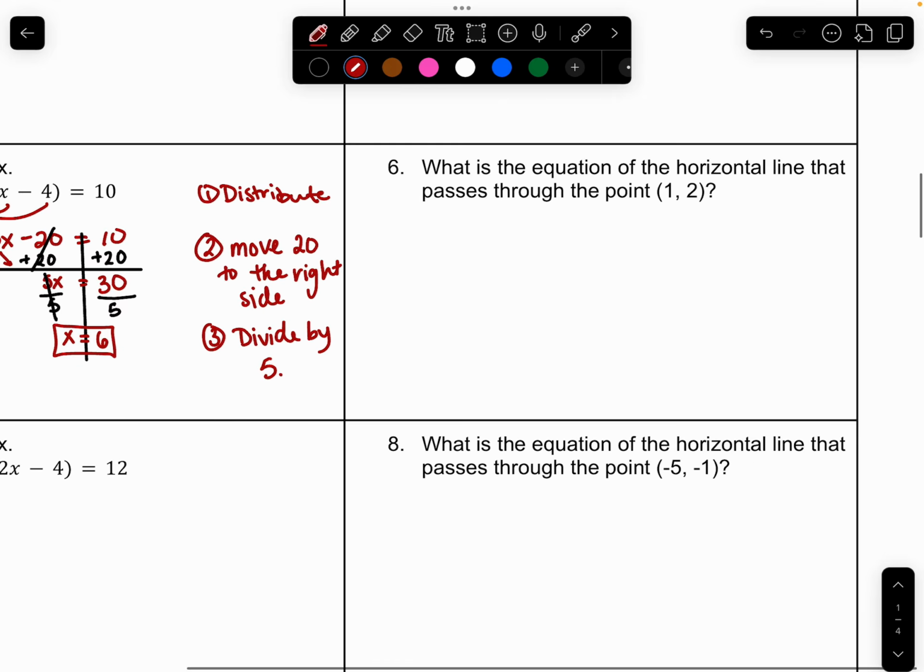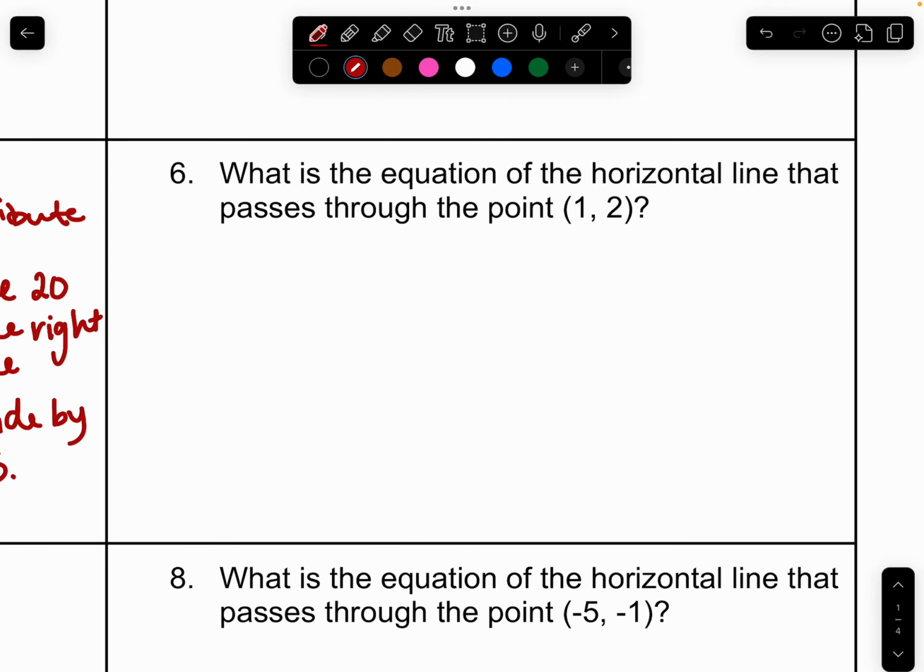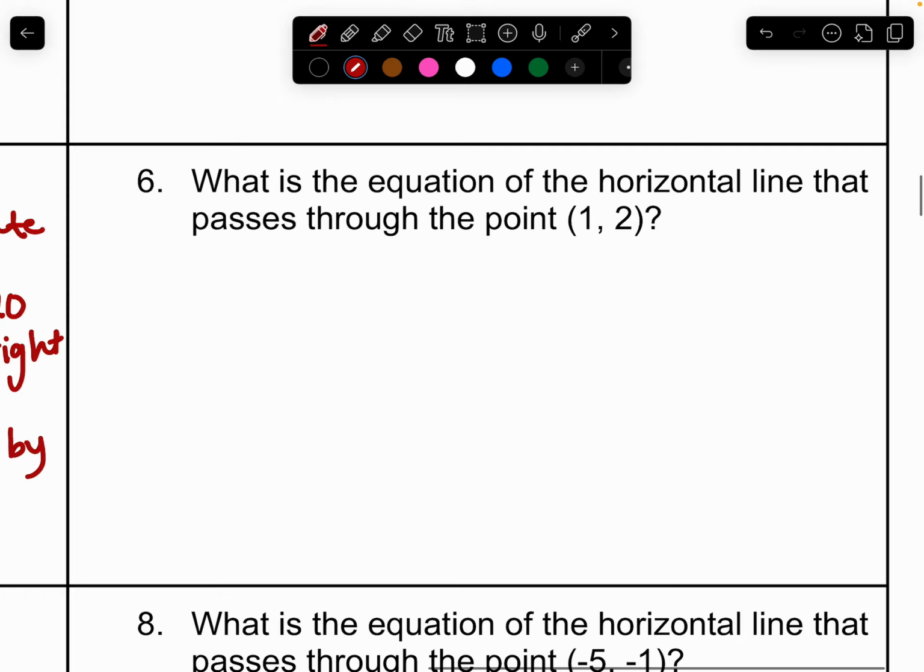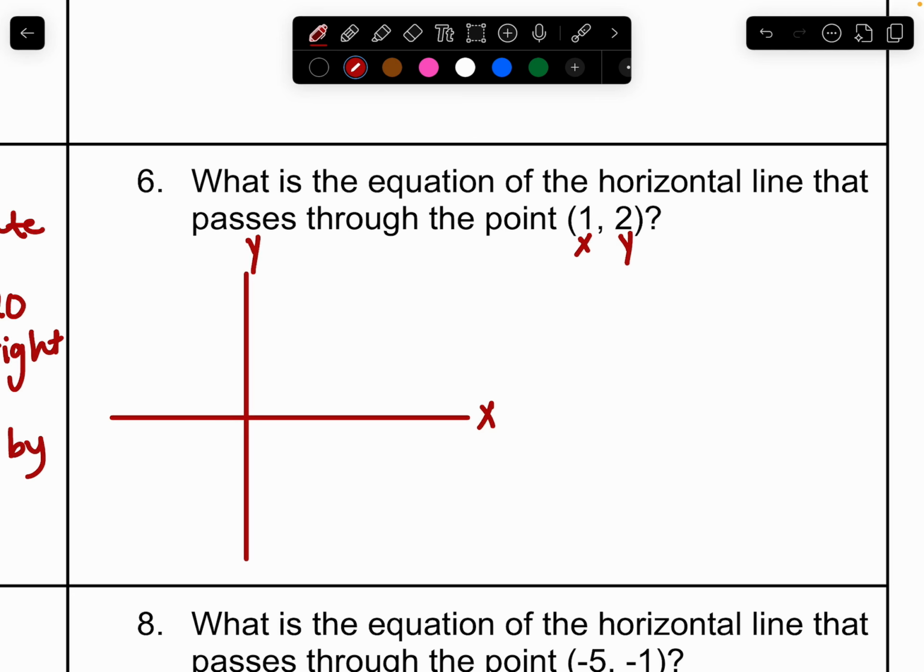Okay, number 6. What is the equation of the horizontal line that passes through the point (1, 2)? So what you would do is you would graph it. Where is (1, 2) on the graph? Remember, this is x and this is y. So we're going to look at 1 on the x, and then 2 on the y. The point would be right here. It's basically where they meet, right?